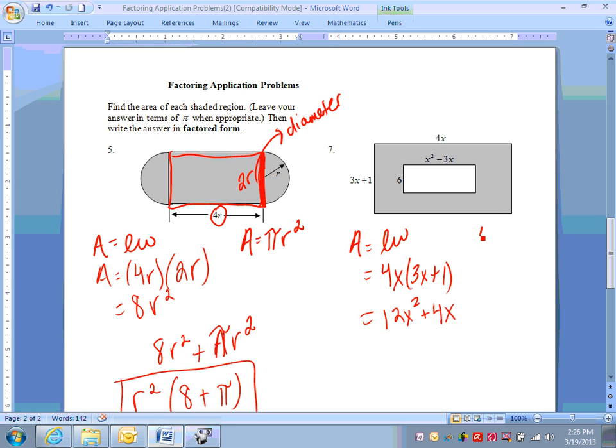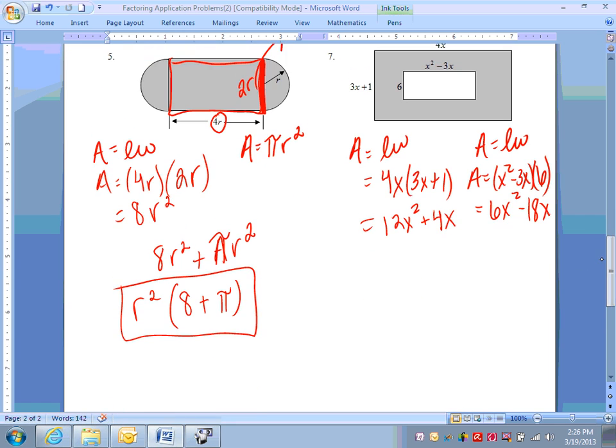Now I need to find the area of the smaller rectangle. So it's length times width, and that's going to be x squared minus 3x times 6. And so I can distribute the 6, and I get 6x squared minus 18x. So once again, I'm going to subtract the area of the smaller rectangle from the larger one. So 12x squared plus 4x minus the quantity 6x squared minus 18x.